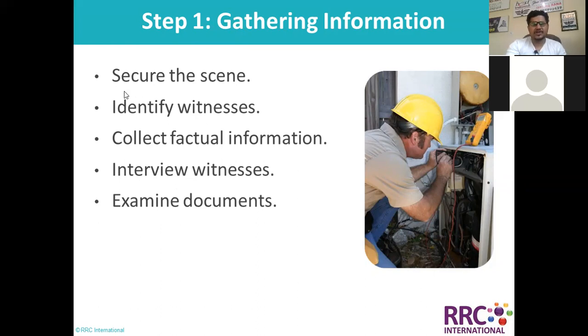I repeat again: secure the scene, identify witnesses. In most scenarios, they will surely put in one accident or incident and investigation. Once there is an accident, of course, one question you need to answer is about the investigation. So: secure the scene, identify witnesses, collect factual information, interview witnesses, and examine documents.